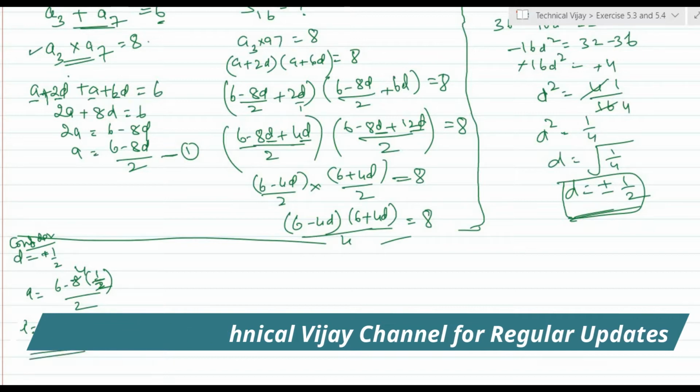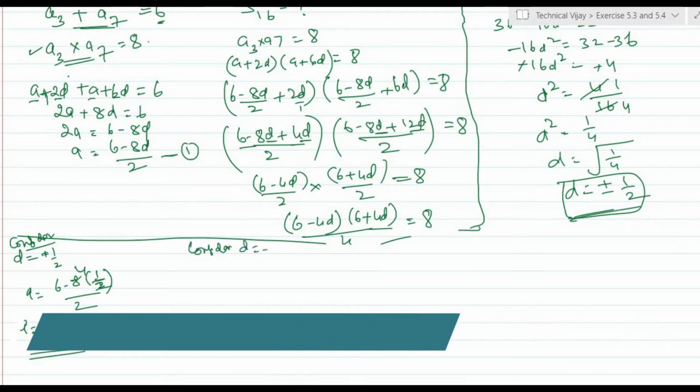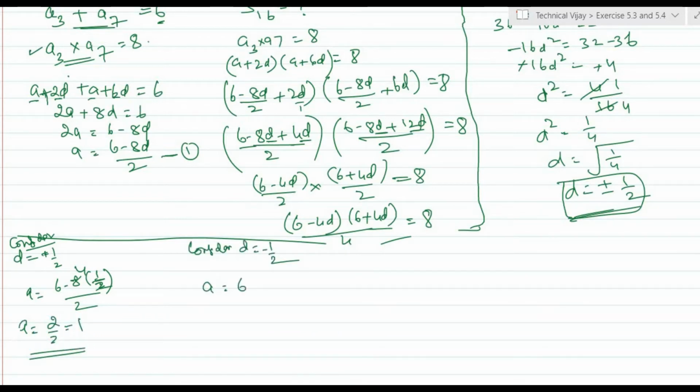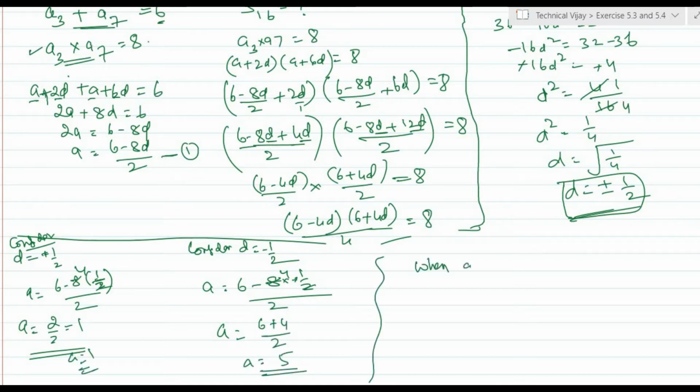Okay, so considering d is equal to minus 1 by 2, then a is equal to (6 minus 8 into minus 1 by 2) divided by 2. So this is minus minus plus, so 6 plus 4 divided by 2, which is equal to 10 by 2, which is equal to 5. A is equal to 1, d is equal to plus 1 by 2. And when a is equal to 5, d is equal to minus 1 by 2. So these results we got.